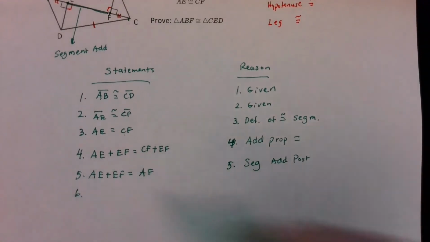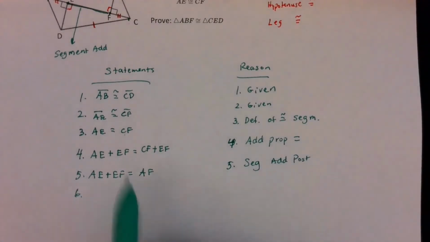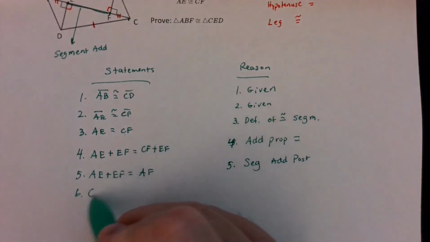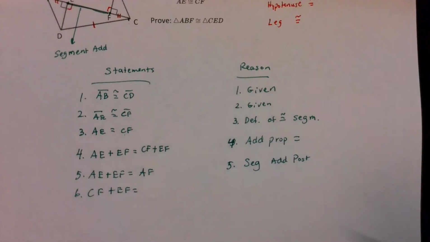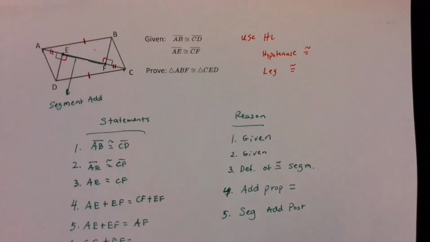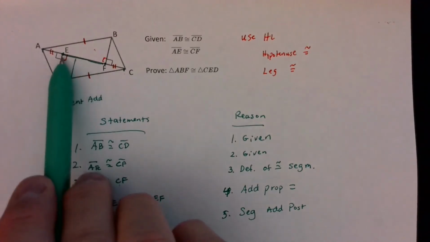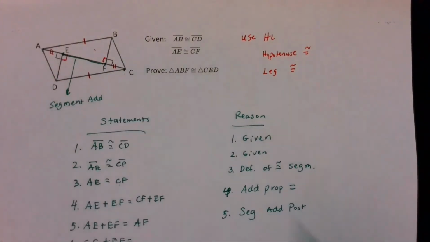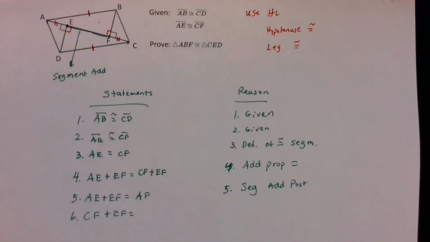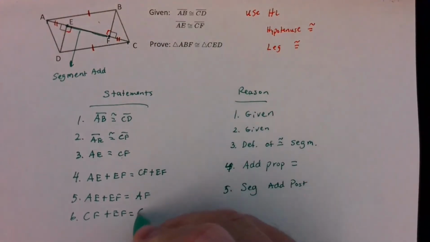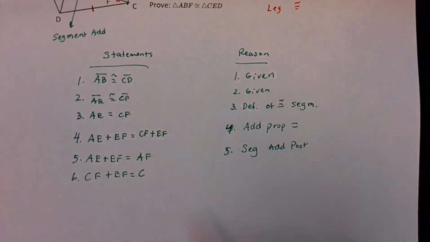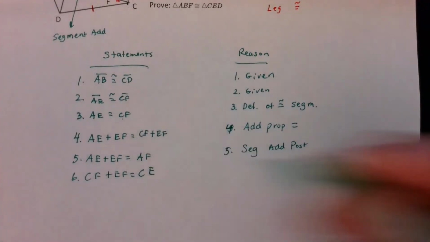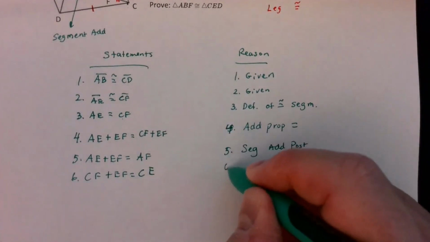Same thing for number 6. We're going to state this other section right here. CF plus EF has to equal, and let's move this back down so we can see it right here, this segment EC, or CE. Yeah, we can see it. And same reason, that's segment addition postulate.